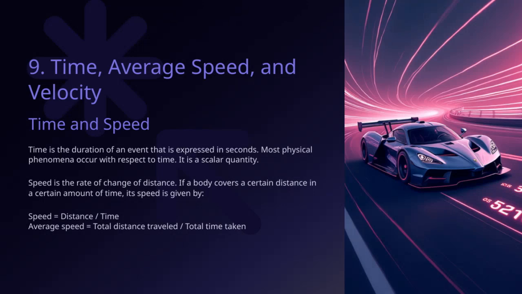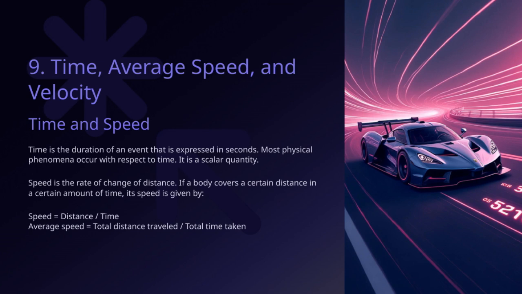Let's talk about speed. Speed is defined as the ratio of distance to time, meaning how much ground an object covers over a certain period. When we talk about average speed, we're essentially looking at the total distance traveled divided by the total time taken. This gives us a useful overall measure of how fast an object is moving during a journey. Speed is fundamentally the rate at which distance changes.